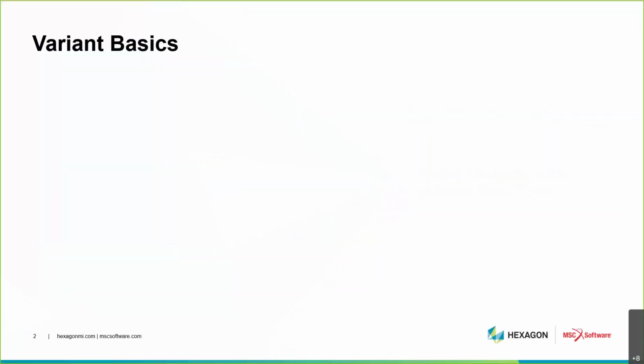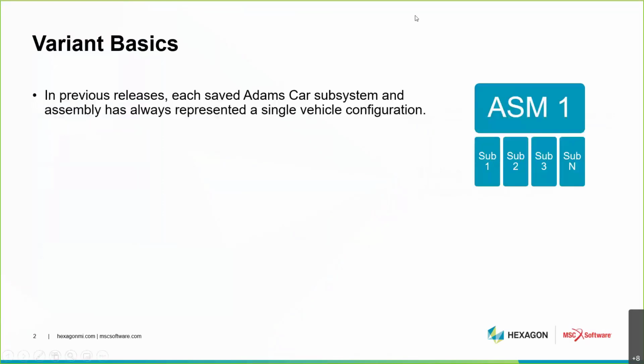So the basics of variants are, as I just alluded to, in some earlier releases of Adams, each Adams Car subsystem and assembly has always represented a single vehicle configuration. So here we can see an example of what I'll just generically call assembly one, that uses some set of subsystems, each of which are configured a particular way.